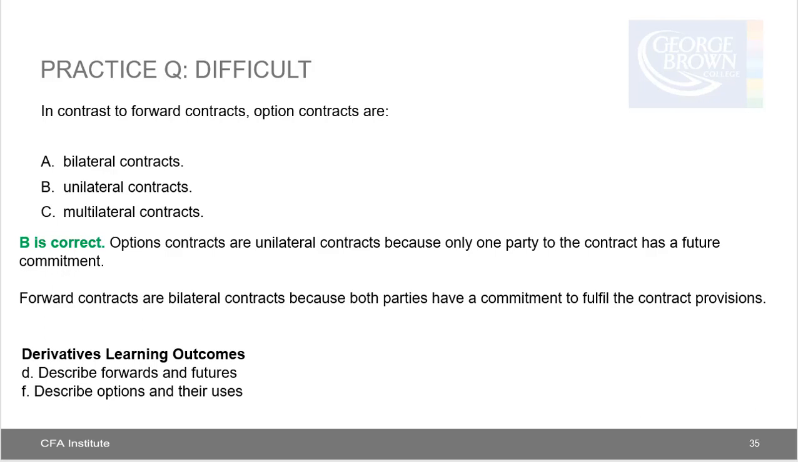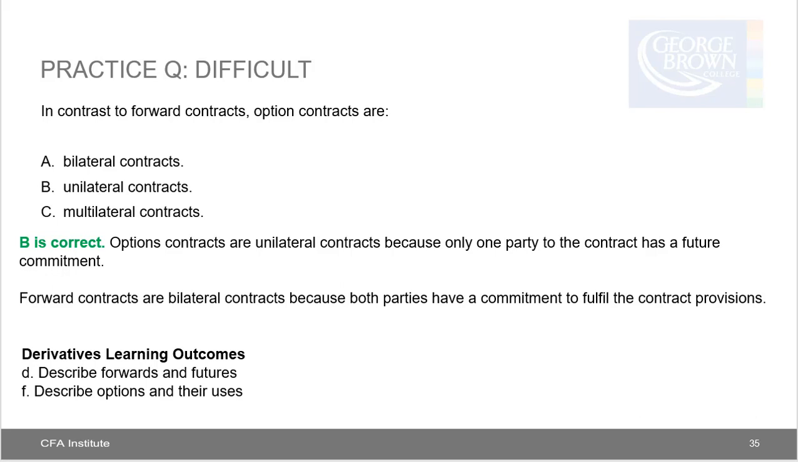Option contracts are unilateral contracts. Option contracts are unilateral contracts because only one party to the contract has a future commitment. Remember, the buyer of an option has the right, but not the obligation, so it's considered to be a unilateral contract. Forward contracts and futures are bilateral contracts because both parties have a commitment to fulfill the contract provisions, okay?